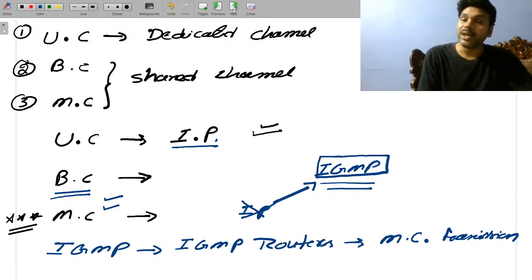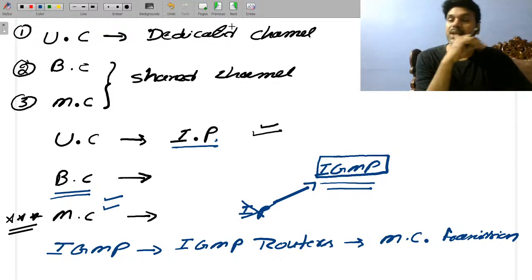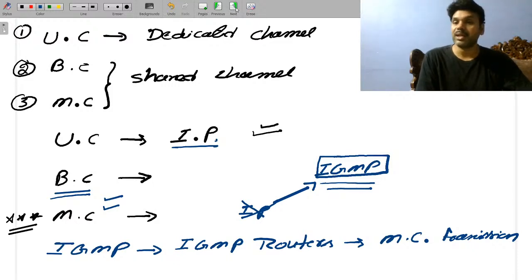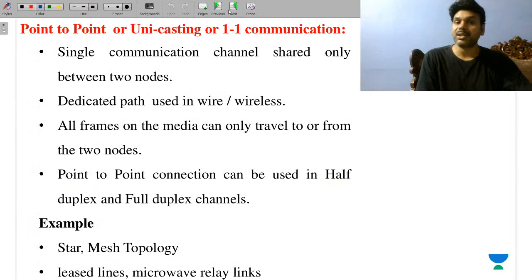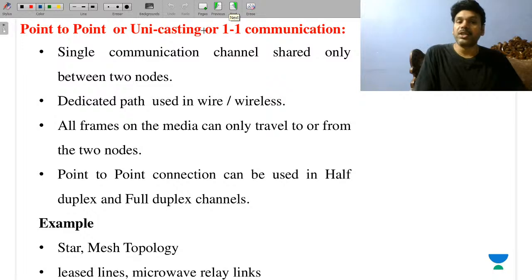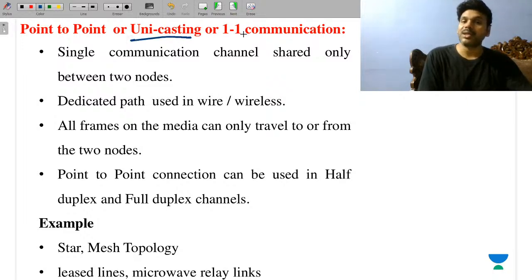Apart from that, we have another concept which is linked with this transmission technology, called communication mode. Communication mode is also very much required for us in real-time data transmission. First, let us see a few points about point-to-point communication. Point to point is called unicasting, as I said, and it is one-to-one communication. A single communication channel is shared only between two nodes.